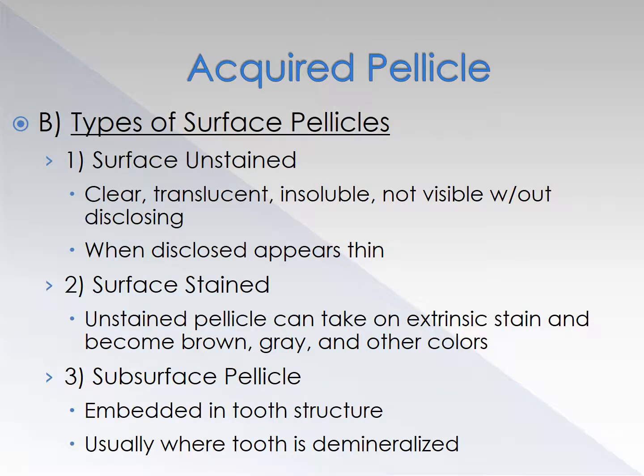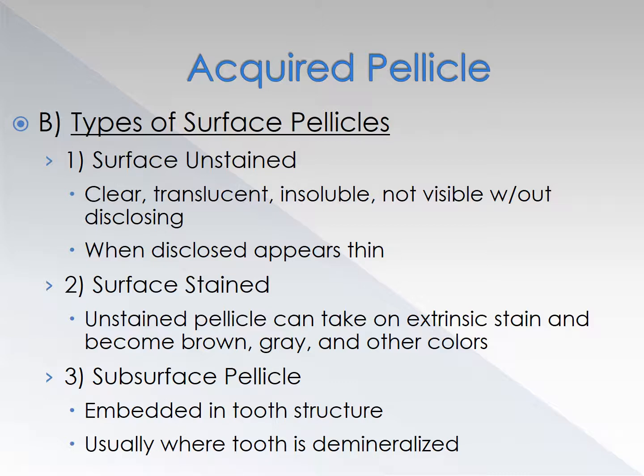Okay, so we have a few different types of acquired pellicle, and one is supragingival pellicle, and supragingival pellicle is clear, translucent, insoluble, and not readily visible until a disclosing agent has been applied. Okay, so that's our supragingival unstained. Or when I say supragingival, we also have surface stained, because you can see it, and then subsurface would be subgingival.